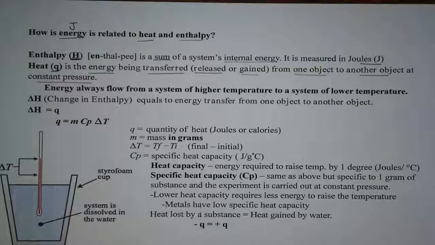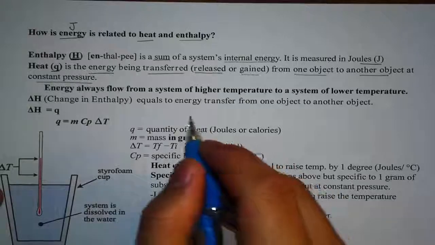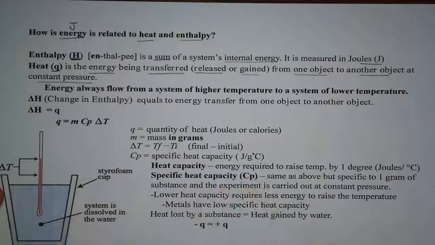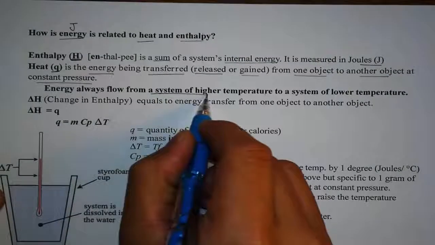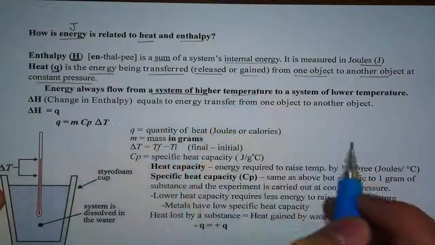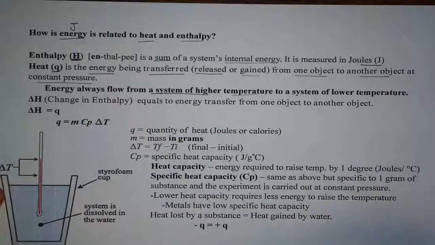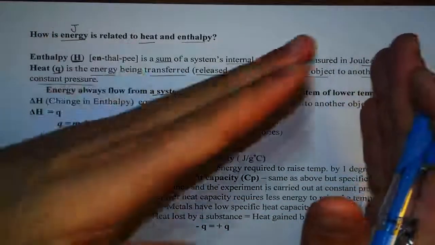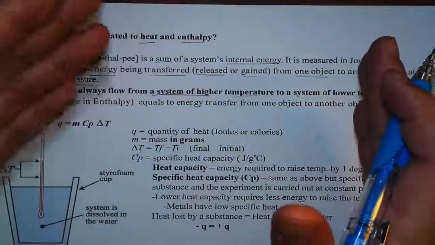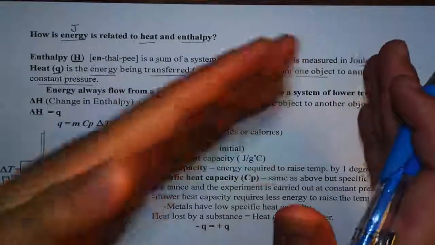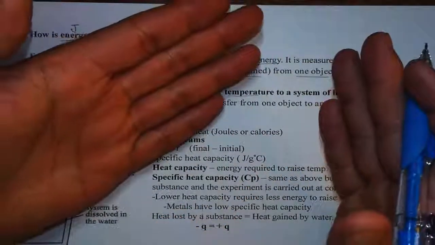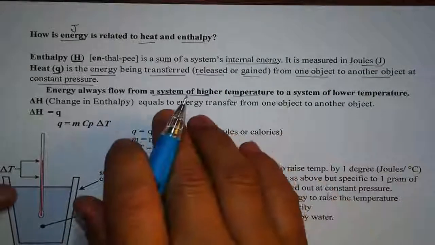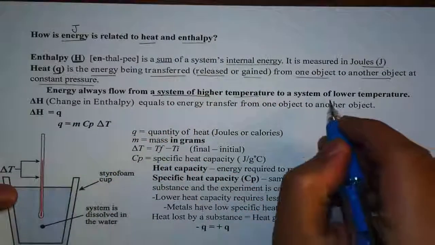One thing we need to keep in mind is that energy will naturally always flow. That means it will always go from one place to another. Specifically, it will always flow from a system of higher temperature to a system of lower temperature. Basically, if you have a hot object in contact with a cold object, the energy in the hot object will go to the cold object. Eventually, both systems have the same temperature. So it always flows from high temperature to lower temperature.